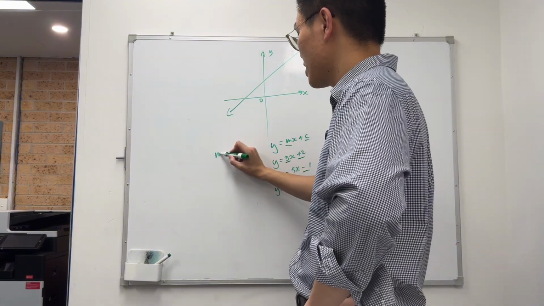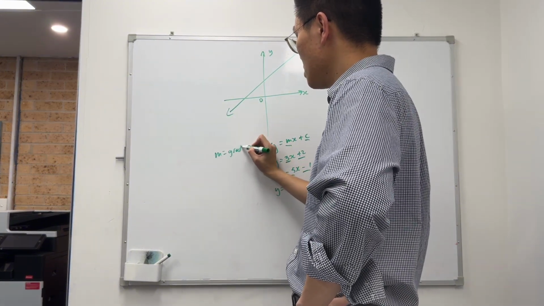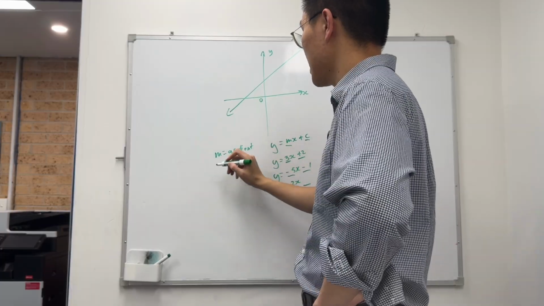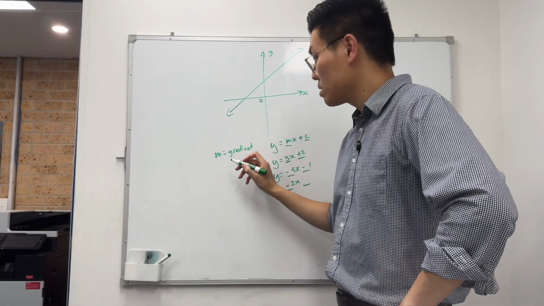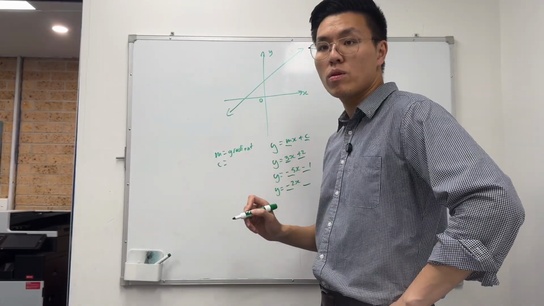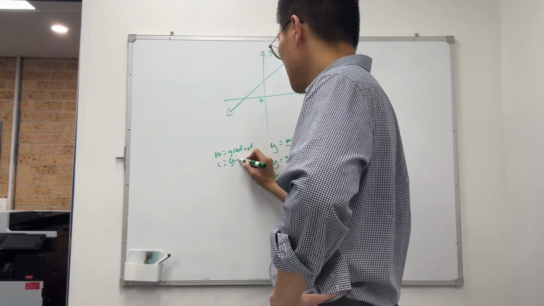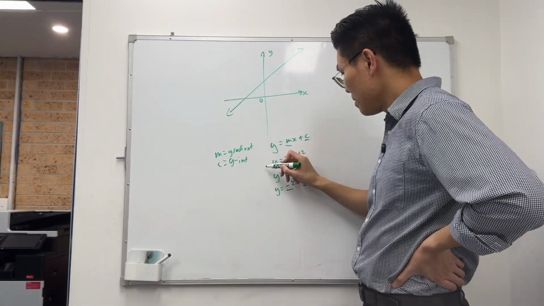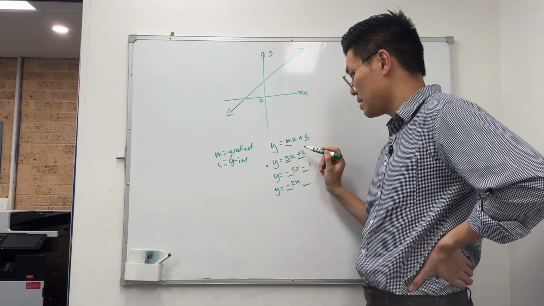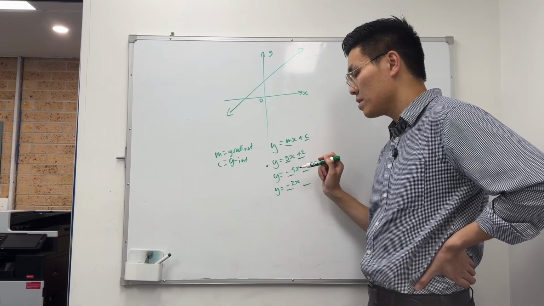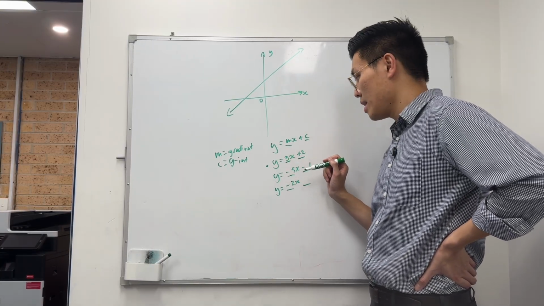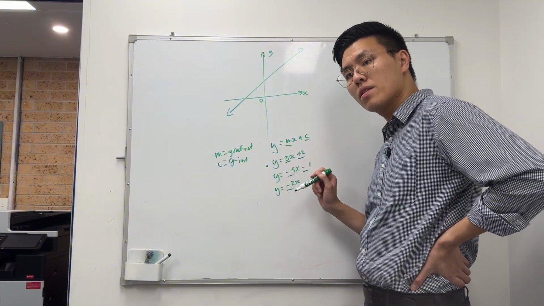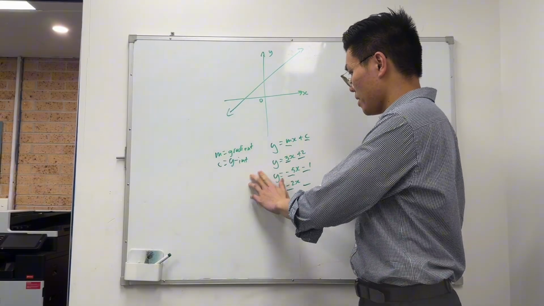So the m represents the gradient. Good. And we'll talk about what that means in a moment. And c is the intercept. Which intercept? The x-intercept or y-intercept? Excellent. Okay. So looking at this one over here, what is the y-intercept? 2. And the gradient? 3. Good.